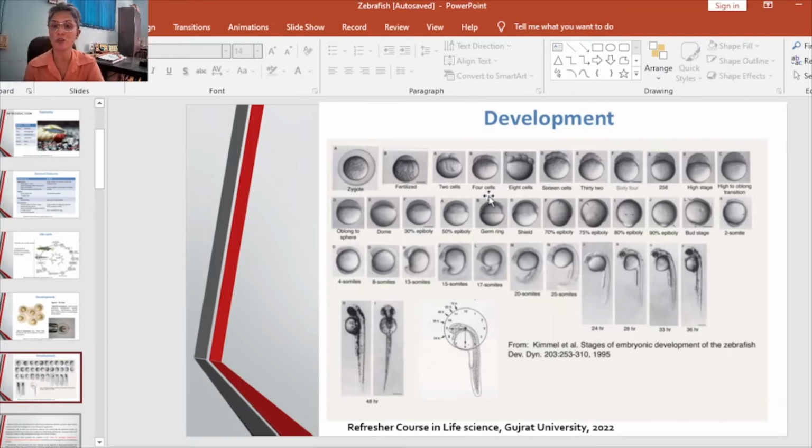Here you can see the 4 cell stage, 8 cell stage and high stage, then the dome structure, 30% epiboly, 50% epiboly. Each and every stage we can clearly visualize under the microscope. In this stage the 15 somites are visible. Here the 17 somites are visible. So morphological deformity can be visualized very easily under the microscope during development of the zebrafish, because the larval stage and the zygote's embryonic life are totally transparent.